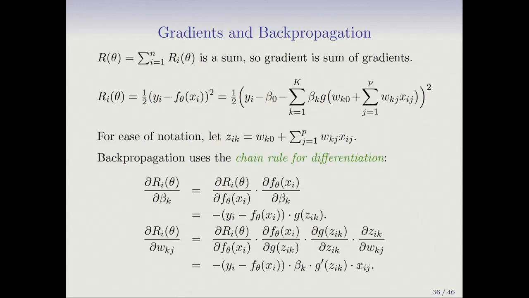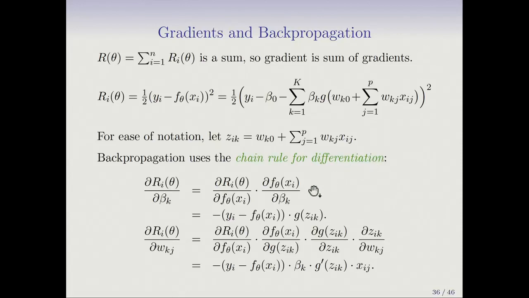When we compute the gradient of R(theta), the way gradients work is you can compute the gradient of each of these components and then sum them. Because R(theta) is a sum over these n terms, we can compute the gradient of each piece and then sum to get the gradient. So now we need to compute the derivative of this function with respect to all the betas and all the w's. Just a bit of notation, we'll let z_k be the linear combination inside here, for ease of notation.